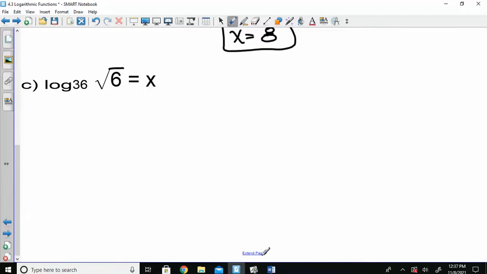One more. Log base 36 of x equals the square root of 6. Sorry, I said that backwards. Log base 36 of the square root of 6 equals x. So that's 36 to the x power equals the square root of 6. Then what do we have to do?